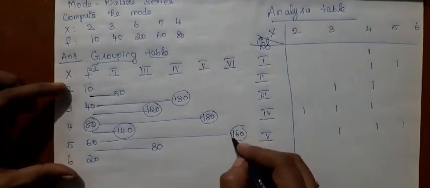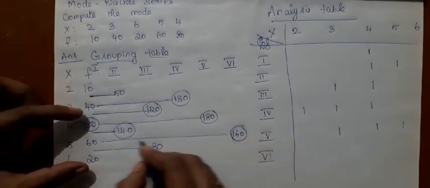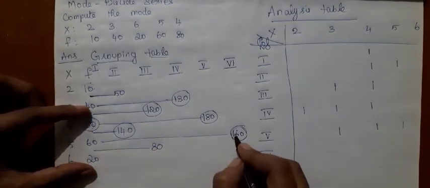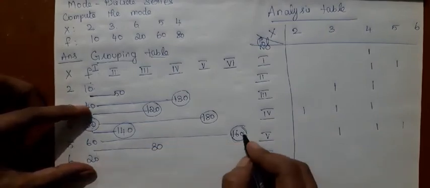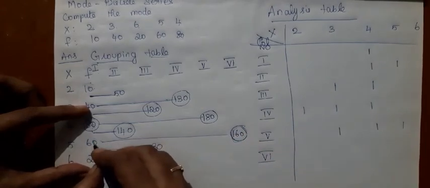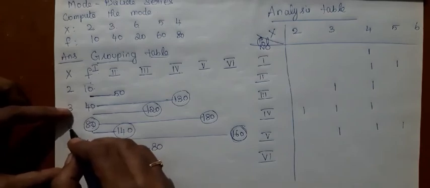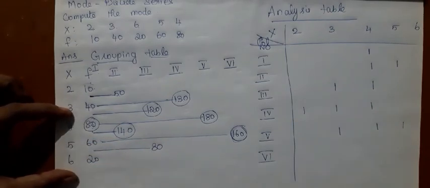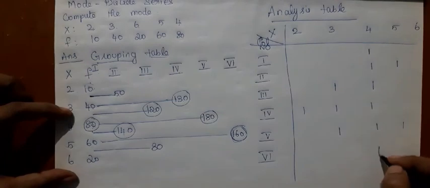The next maximum value is 160. The line says how you got 160: by adding these 3 numbers. So the corresponding values of x are 4, 5 and 6. So put tally marks against 4, 5 and 6.